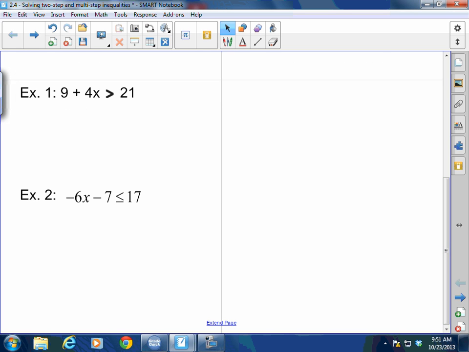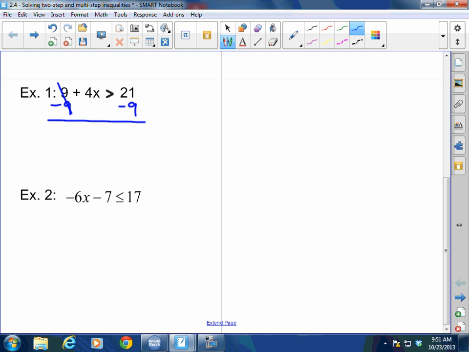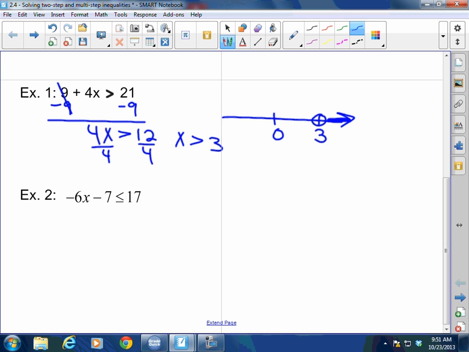It's pretty simple. Number one, we got 9 plus 4x is greater than 21. Subtract 9 to both sides. Why? Because we undo addition and subtraction first in a two-step equation. 4x is greater than 12. Undo multiplication with division. x is greater than 3. Here's my graph. Open circle, shaded to the right. No big deal.